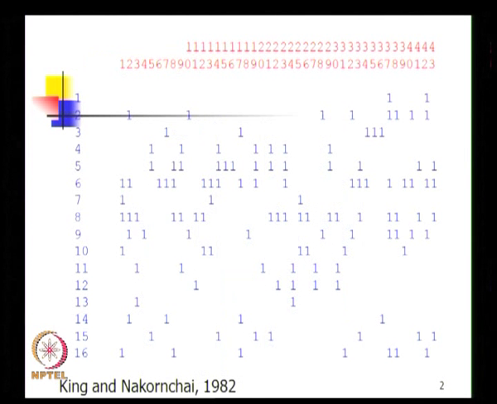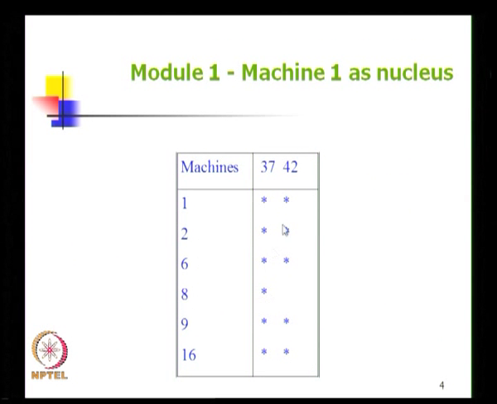We once again go back, look at column number 42 and see that component number 42 visits machines 1, 2, 6, 9 and 16. So, we put a star mark under 1, 2, 6, 9 and 16. There is no star mark under 8. Now, we realize that machine 1 has a frequency of 2, machine 2 has a frequency of 8, machine 8 has a frequency of 19 and so on.